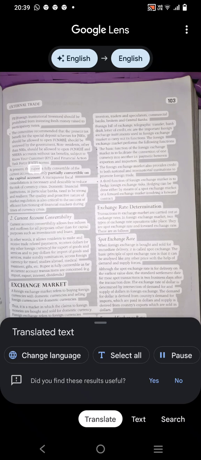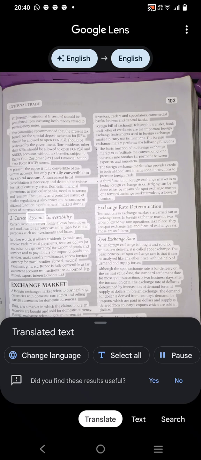At present, the rupee is fully convertible on the current account, but only partially convertible on the capital account. A transparent fiscal policy reduces the risk of currency crisis. Domestic financial institutions, in particular banks, need to be strong and resilient. The quality and proactive nature of market regulation is also critical to the success of efficient functioning of financial markets during times of currency crisis.